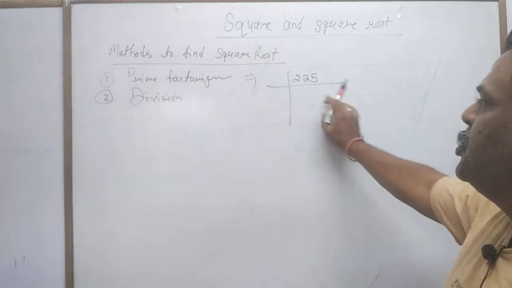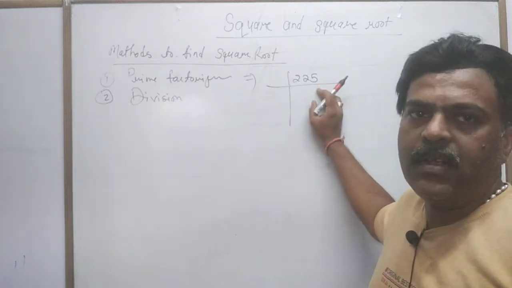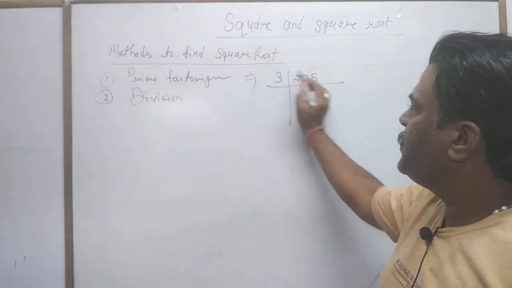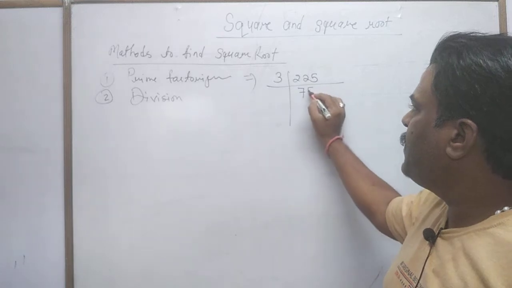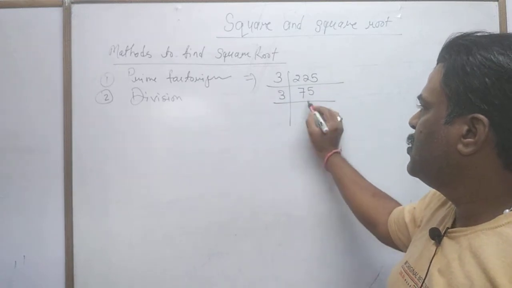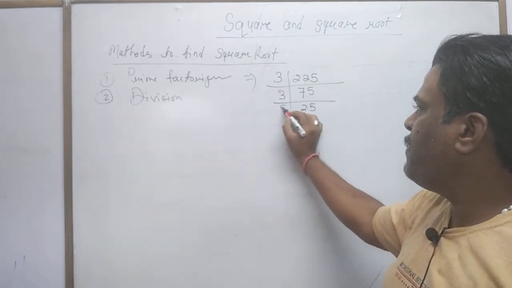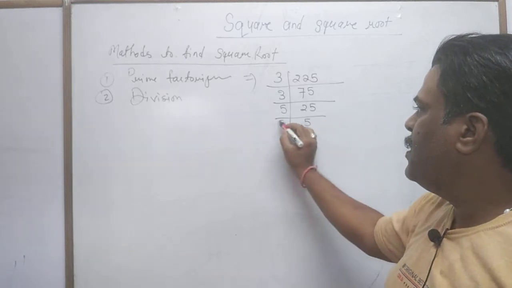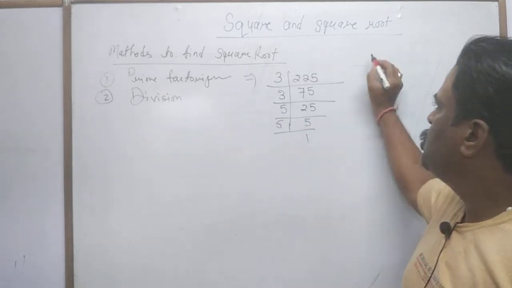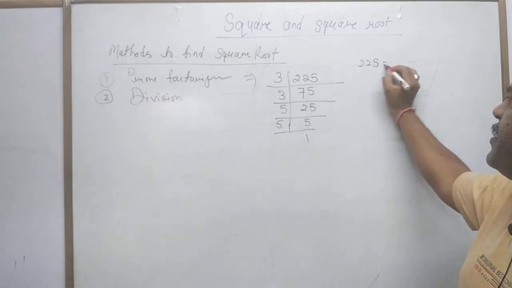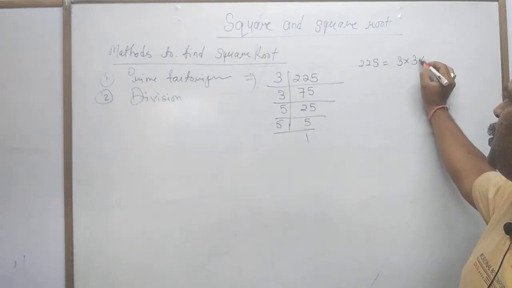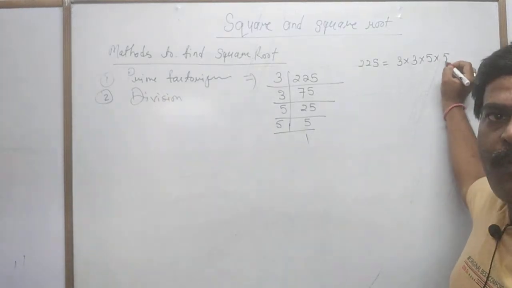This number is divided by 3. 3 sevens are 21 and 3 fives are 15. Now again 3, so there is 25. 25 divided by 5 gives you 5, and divided by 5 gives you 1. So 225 we can write as 3 into 3 into 5 into 5.